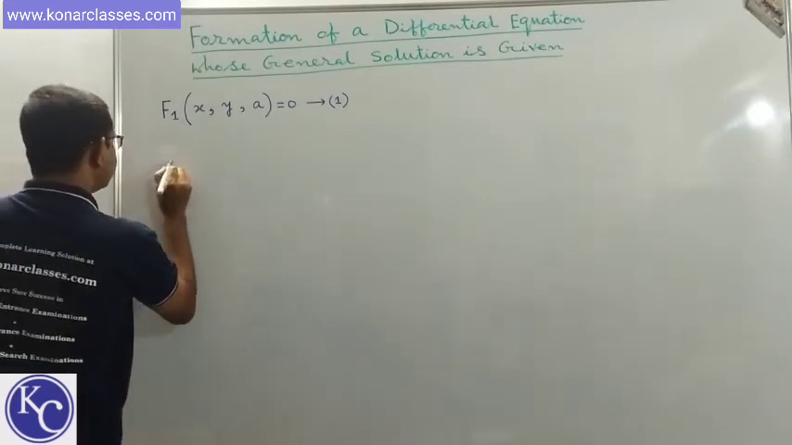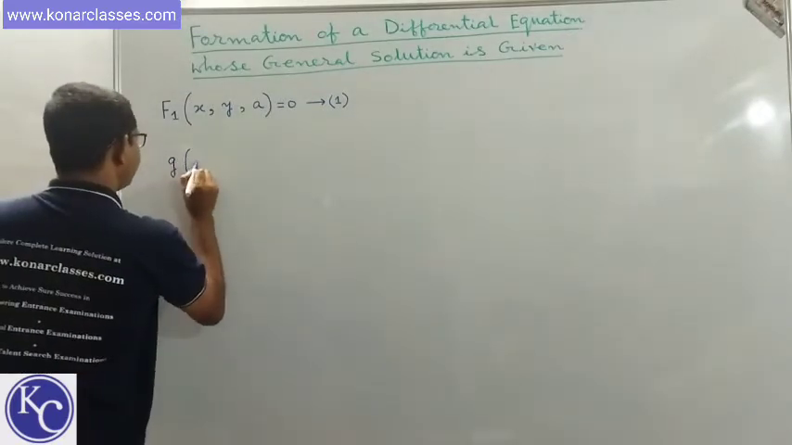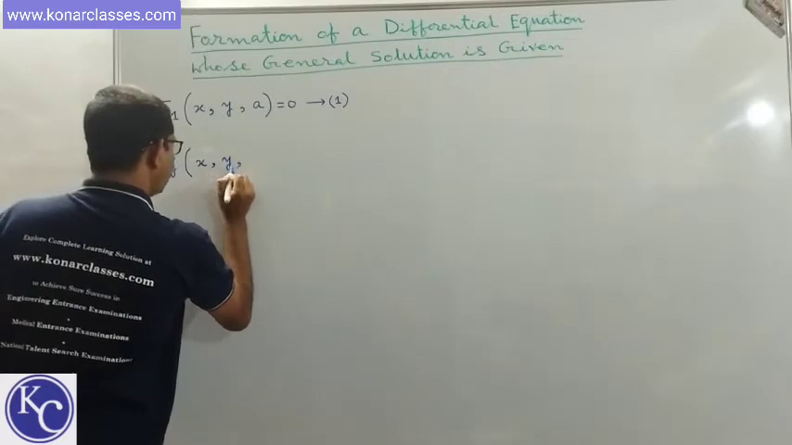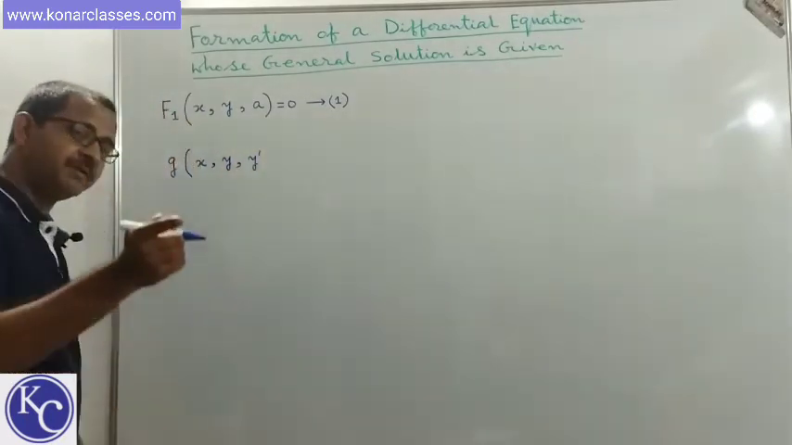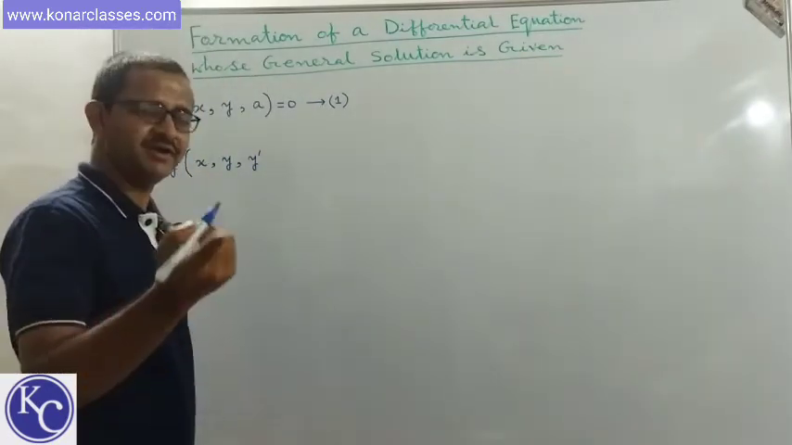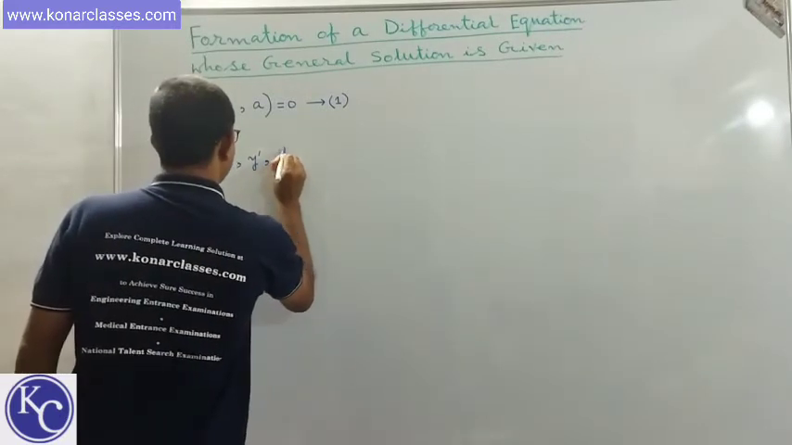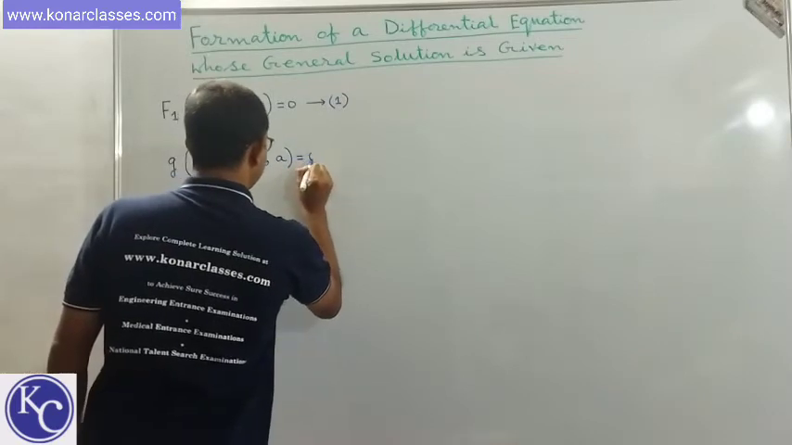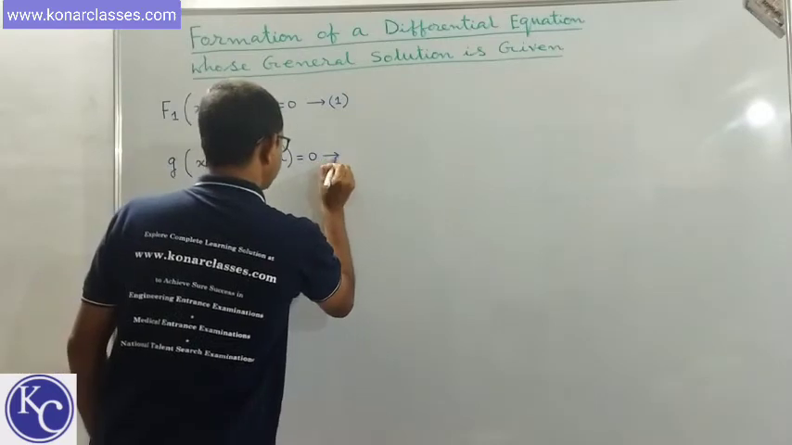Now if we differentiate, we will get a function like g, which will have the independent variable x, the dependent variable y, and y dash, the differentiation of the dependent variable with respect to the independent variable x. That means dy/dx in simple terms. And we get an arbitrary constant. It may or may not have the arbitrary constant, so for the sake of simplicity, I am writing the arbitrary constant in this one.